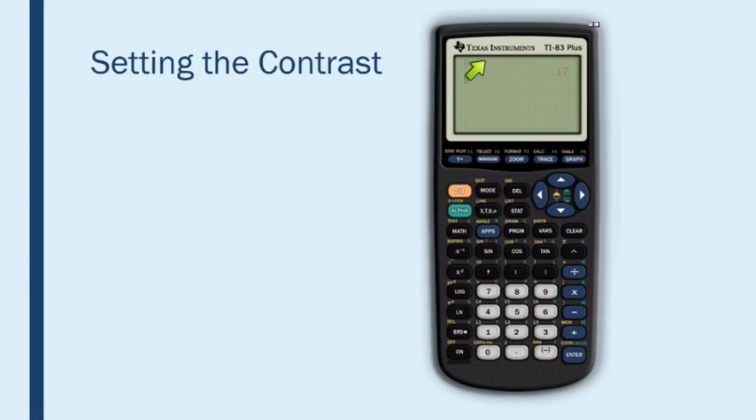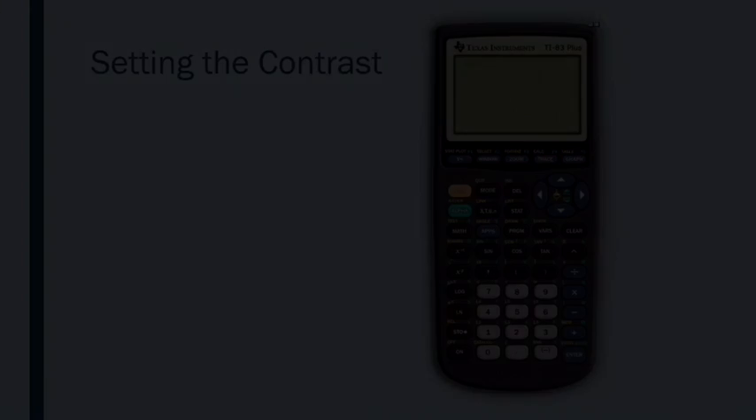On the other hand, you can make the screen very light. It just depends on your lighting situation and the angle that you have your calculator at. So that's how to adjust the contrast. Remember, you're going to hold down the second key and then repeatedly hit up arrow to make it darker, or repeatedly hit down arrow to make it lighter.